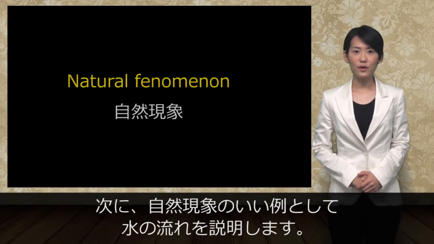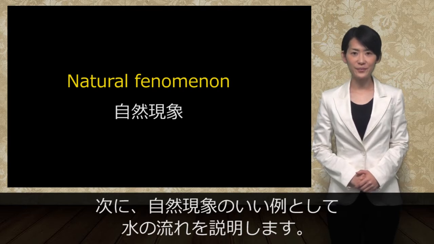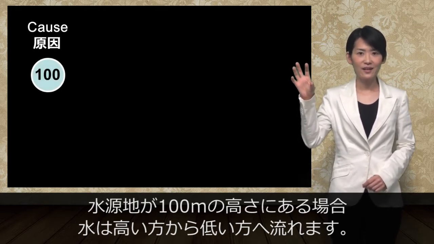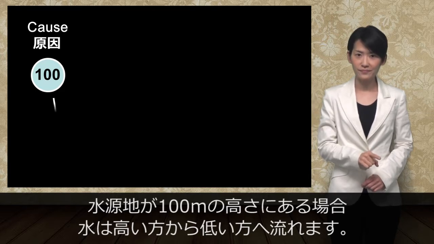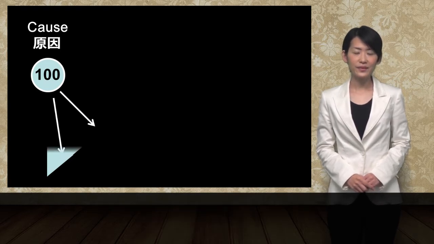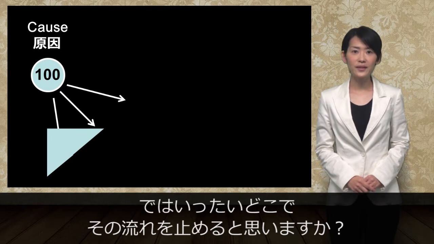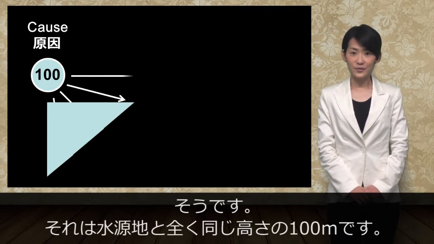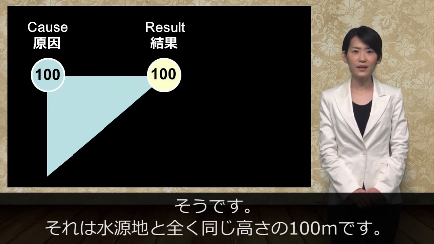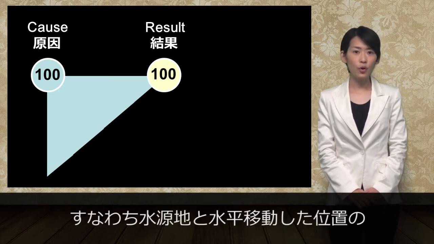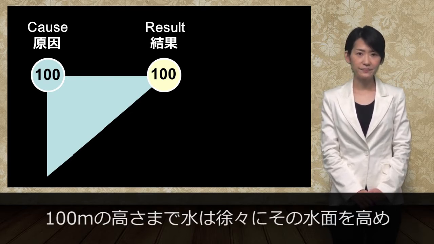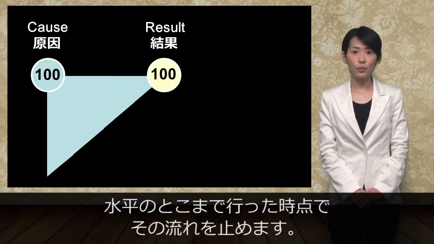Next, I'll explain the flow of water as a good example of natural phenomenon. When the water source is 100 meters high, water flows from higher to lower. Water gradually flows while increasing the surface. So, where do you think the flow will stop? That's right. It is 100 meters, the same height as the water source. Water gradually increases the water level to the result position, horizontally moved from the water source area, and stops its flow when it becomes level.